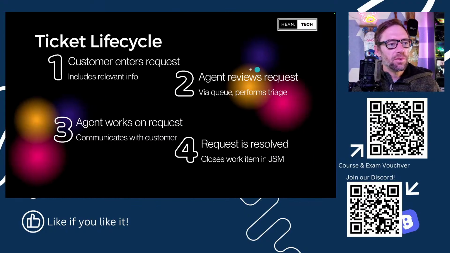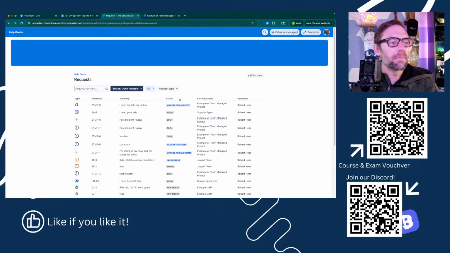So that's the agent reviewing the request. And again, they may perform some triage. They're going to use a queue. And now the agent's going to work on that request. They're going to go back and forth until the request is resolved. And there's a couple of things that can happen in that process.